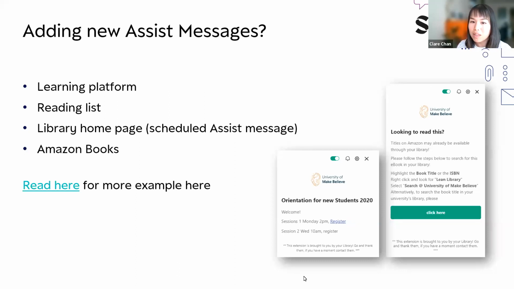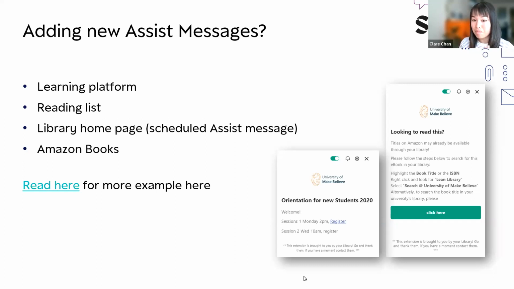And then one assist message that I really like and learned from last academic year came from talking through with a client. We were talking about, if you remember, the highlight and search feature for our Lean Library extension, meaning if you highlight something and right click, you can then search directly through your library discovery. So basically we open up a new tab with your library discovery search of the keyword that has been highlighted.